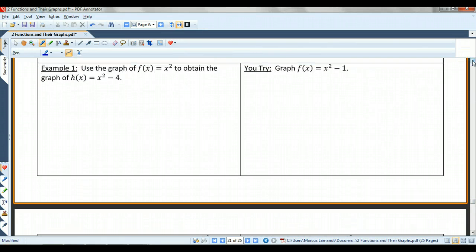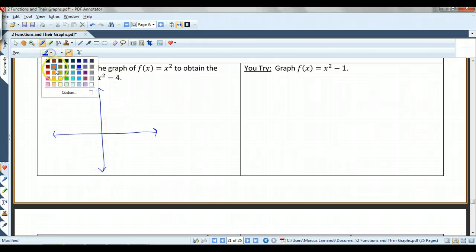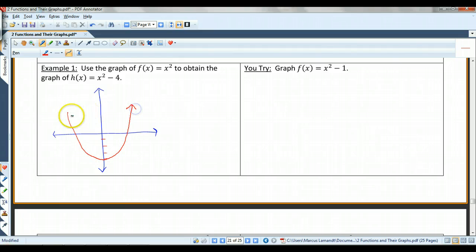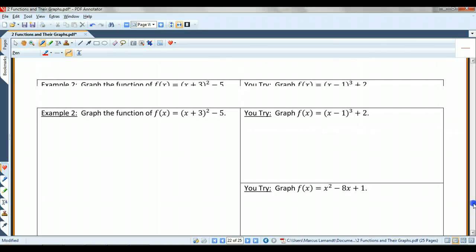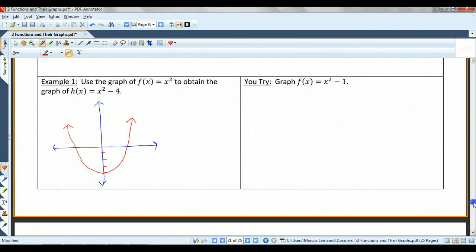So, for example, use the graph of f of x equals x squared to obtain the graph of h of x equals x squared minus 4. Okay, you know the graph of f of x equals x squared looks like a u. Okay? If you subtract 4, I'm going to move it down 4. And so it looks like that. Okay, I'll let you guys go ahead and try this one. Alright, now this one, okay, so it looks like that.